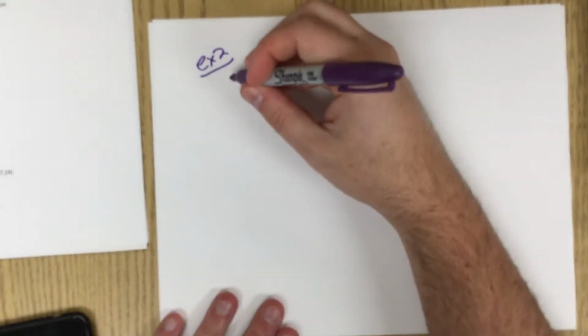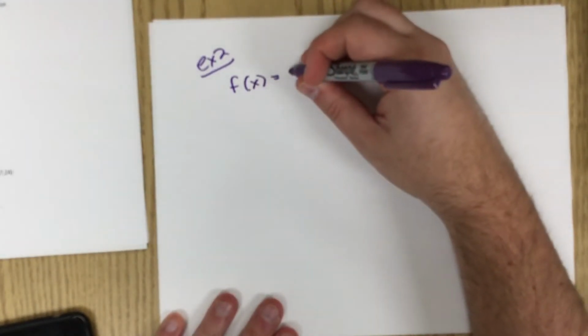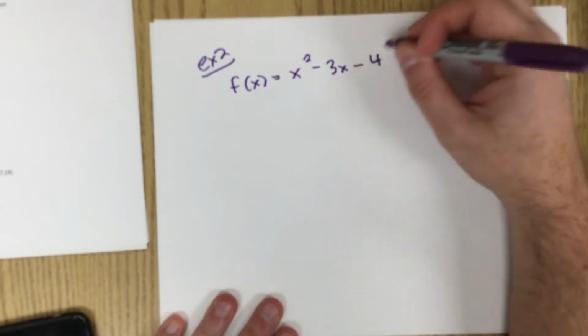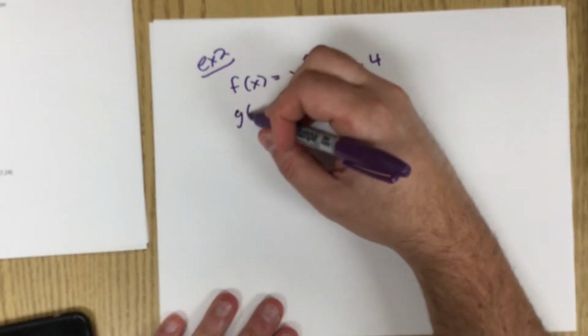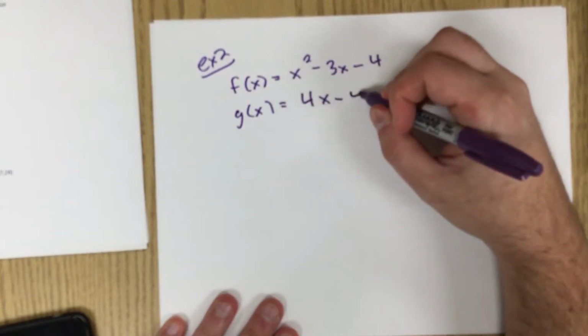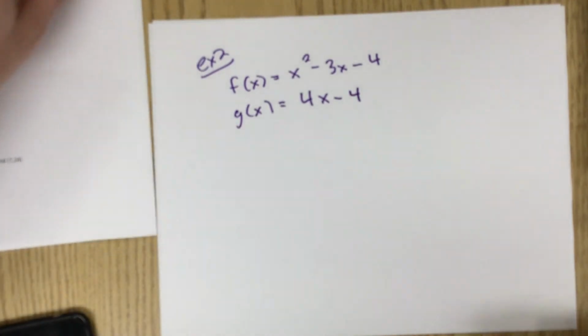Let's do another example. Let's say f of x is x squared minus 3x minus 4, and we'll say the other linear function is 4x minus 4. And I want to know what's the solution to the system.